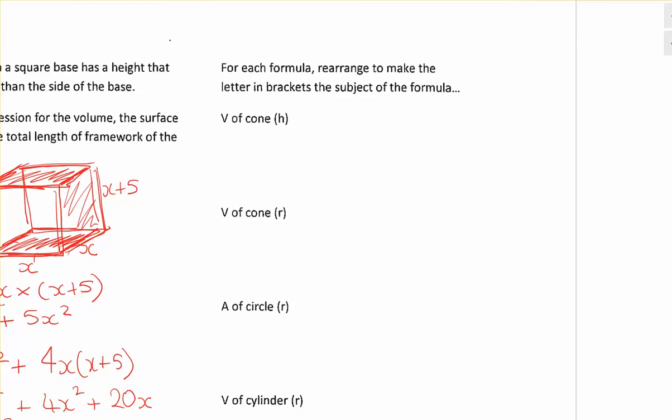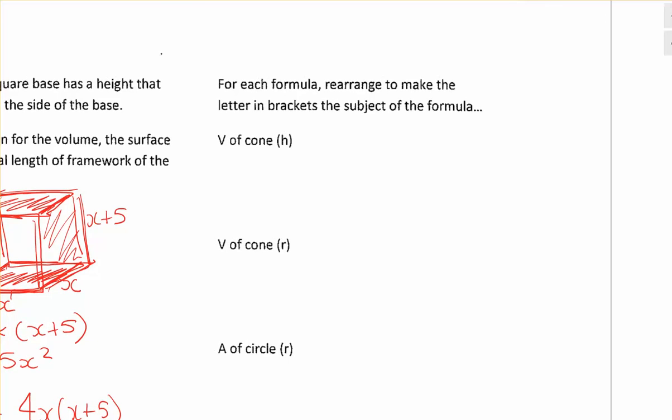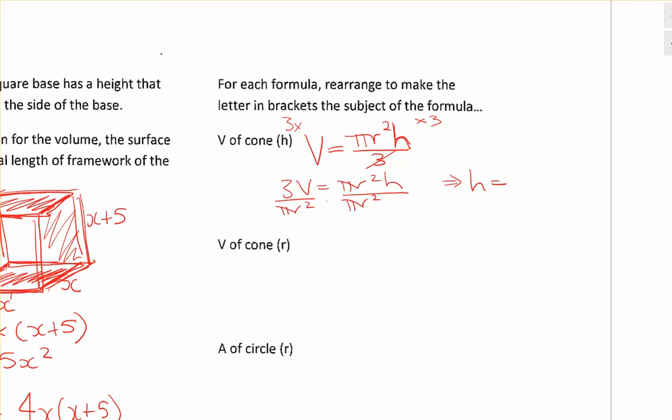Now we're rearranging the formulas. You need to know these formulas for a start, so looking back a few pages we can get a few of them. Volume of a cone is going to be pi r squared h, which is a cylinder, divided by 3. We want to rearrange that to have h equals. So we'll start by multiplying both sides by 3. And then to find h, we'd need to divide both sides by pi r squared.